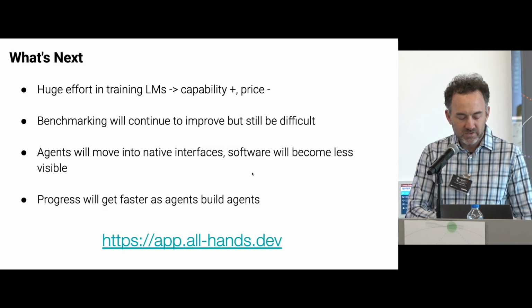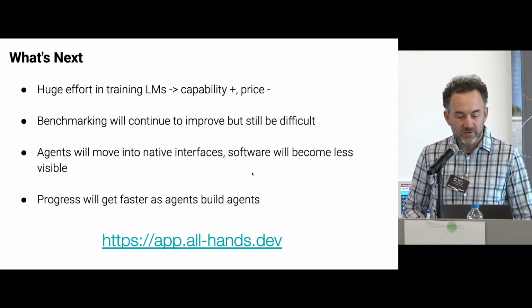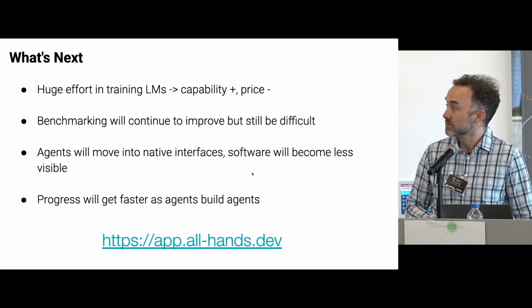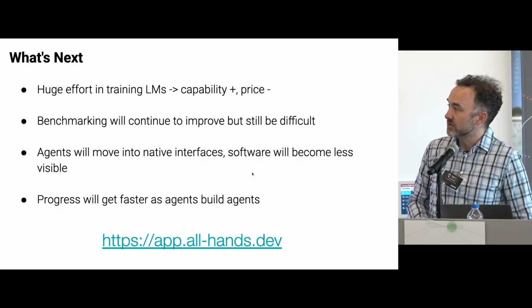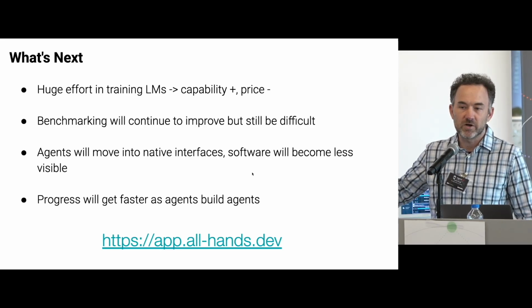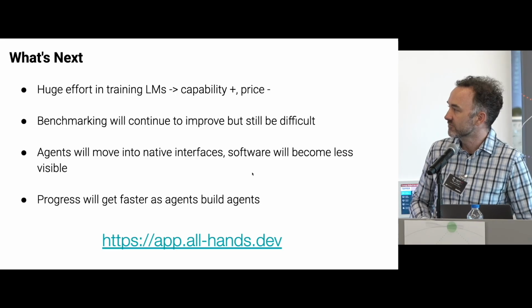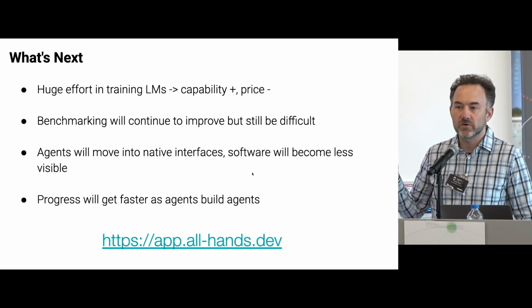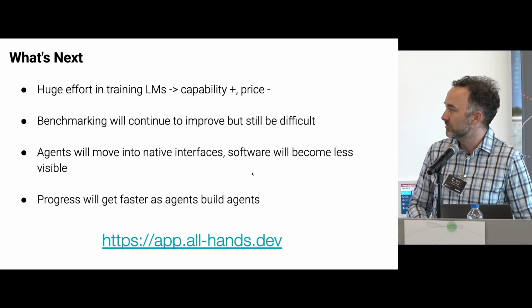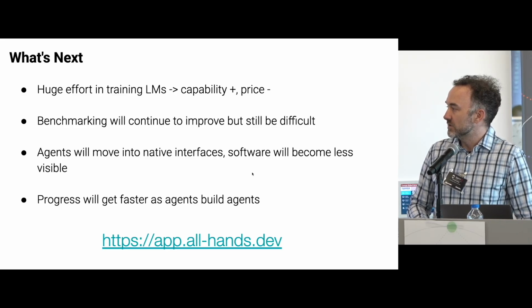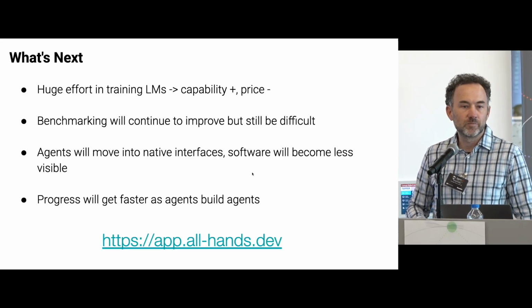My conclusion is right now we have a huge effort in, so these are some of the things that are next. There's been a huge effort in training language models to be good agents. I expect capabilities to go up and price to go down in 2025. Benchmarking will continue to improve. We've seen a ton of really nice agent benchmarks coming out, but it will still be difficult to meet realism.